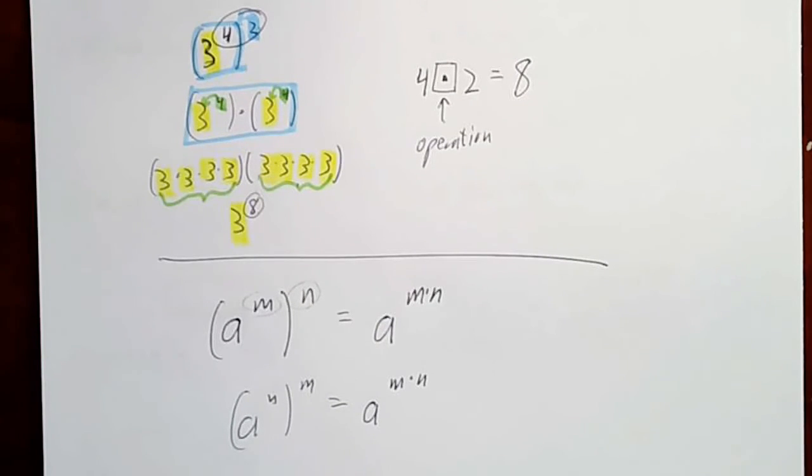When you hear a teacher say power of a power, we are taking an exponent and raising it to another exponent. And when that happens, you multiply those two exponential numbers.